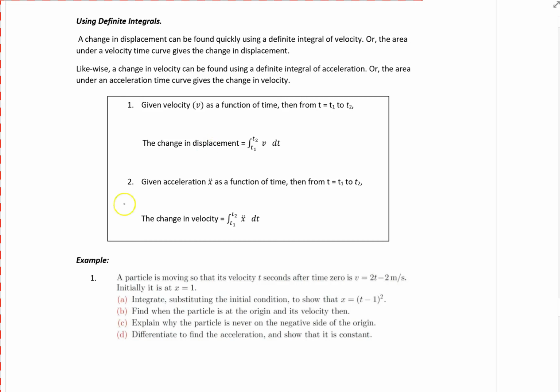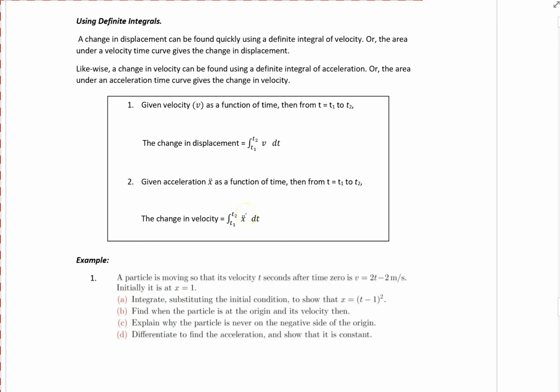If we take the integral of acceleration, so we know that integrating acceleration takes us back to velocity, and we can do that from time 1 to time 2, we're getting the change in velocity. So should you get a question that asks for a change in displacement, a change in velocity, then this is how you set up your integrals. They're definite integrals. It's probably not the most common sort of question.